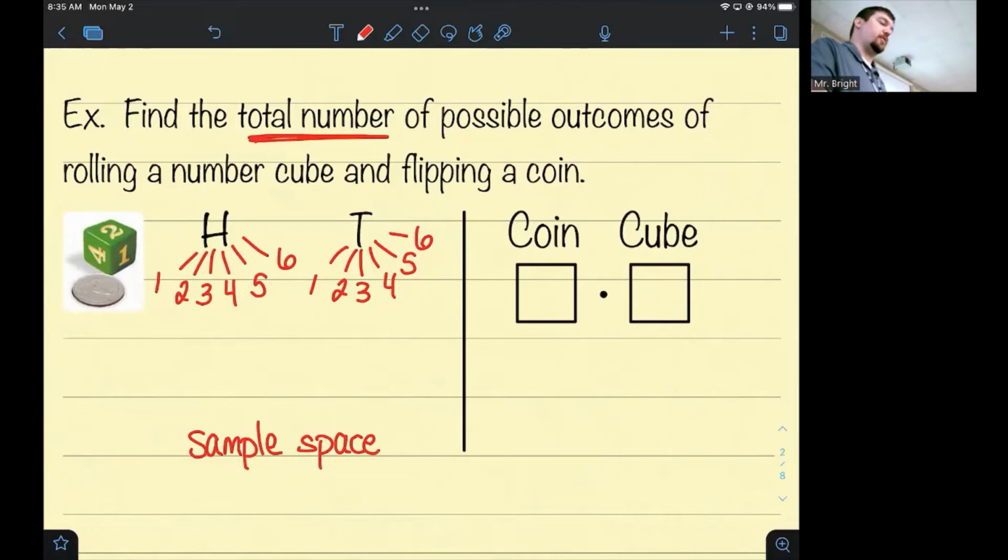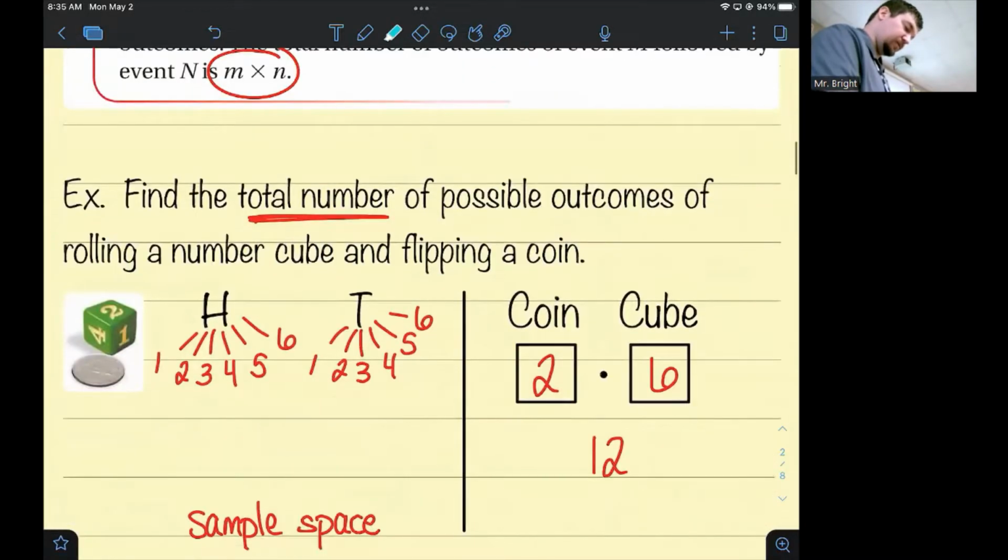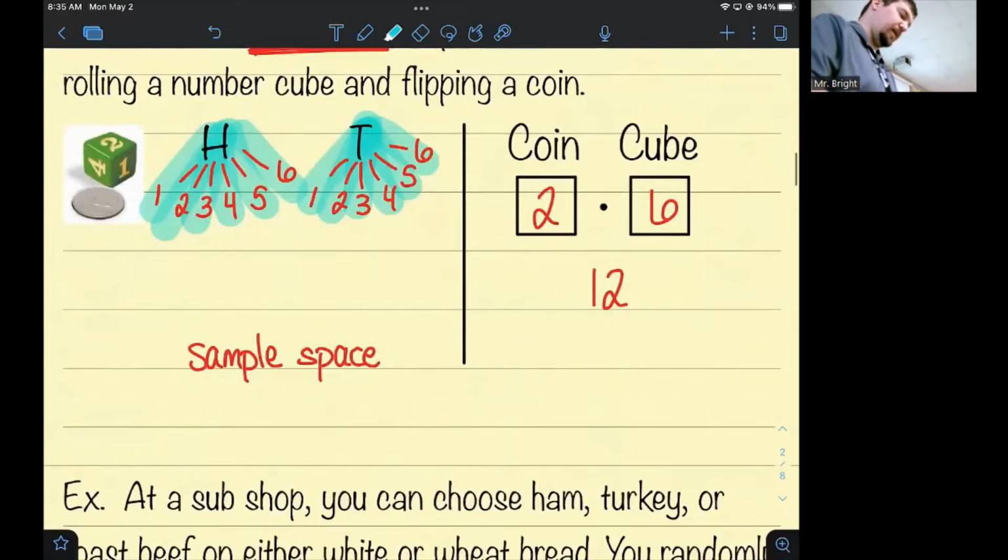How many options are there on the coin? 2. And on the number cube? 6. And 2 times 6 is 12. And if you count them up, you'll see 12 options, and here they are. Heads 1, heads 2, heads 3, heads 4, heads 5, heads 6. There's 6, and there's 6 more. That makes 12. Tails 1, tails 2, tails 3, tails 4, tails 5, and tails 6. 12 different options in the sample space.